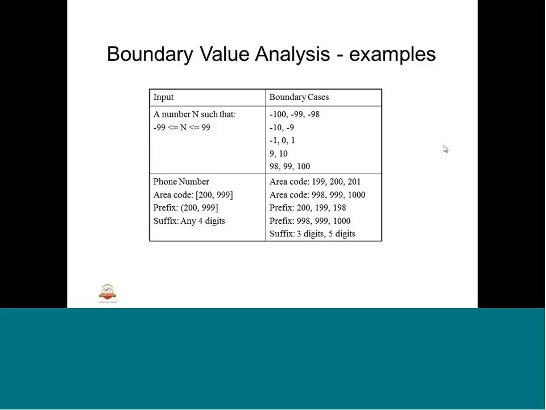For the prefix, we know that 200, 199, 198 as the boundary, and the prefix at the higher boundary is 998, 999, and 1000. And we have a suffix, any 4 digits. So we should have 3 digits as one suffix input and 5 digits as another input. So these are some of the valid equivalence classes with boundary conditions which are allowed to test it. So it's a very important aspect of boundary value analysis.